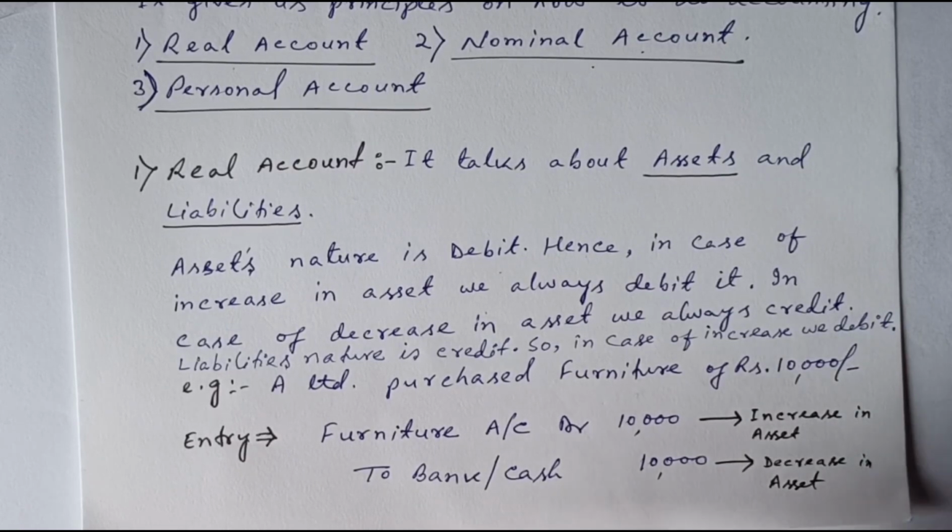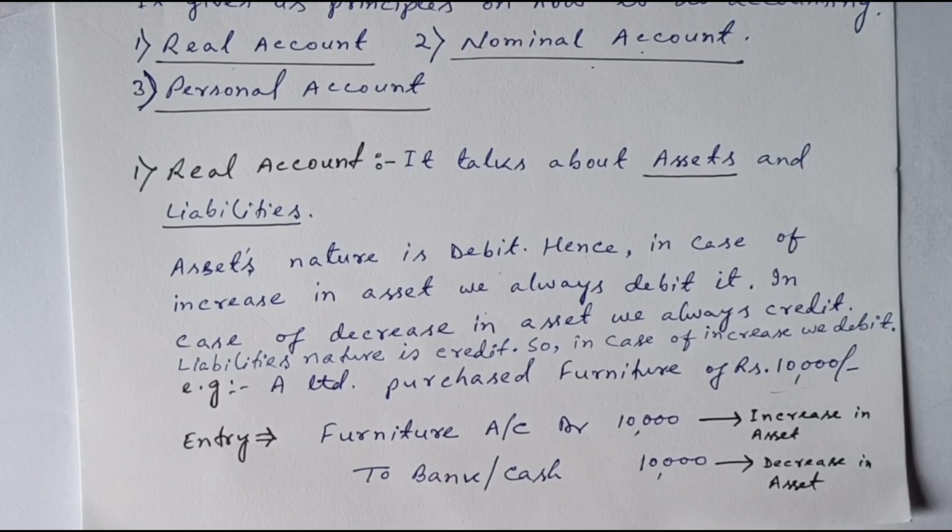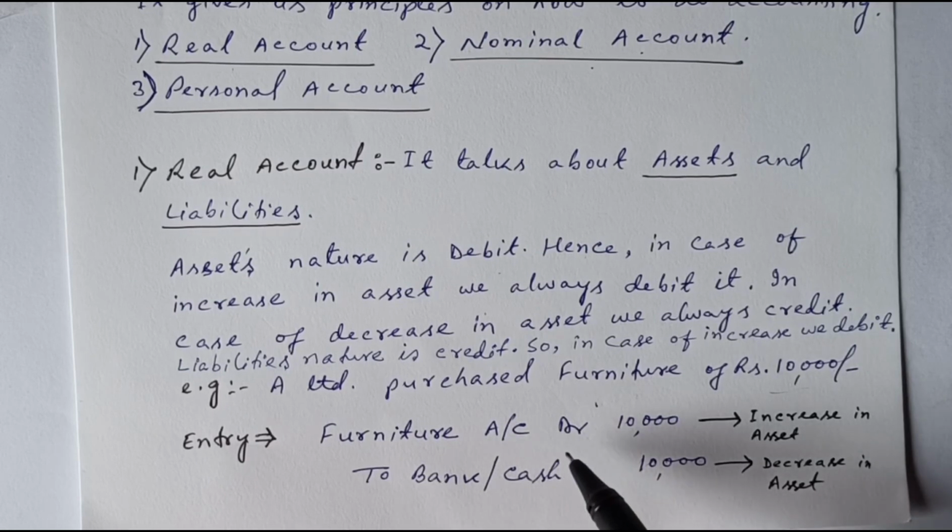I have taken two examples to make it very clear. Like A Limited purchases furniture of rupees 10,000. So furniture is an asset for any organization, and in this case the asset is increasing. So furniture account we have debited as it is an asset and increasing. For purchasing an asset we need to give bank, means we need to make payment. So payment we will make through bank or cash. Suppose we are paying through bank. So furniture is debited and bank or cash is credited. Bank or cash is also an asset and it is decreasing. So that is why we have credited.